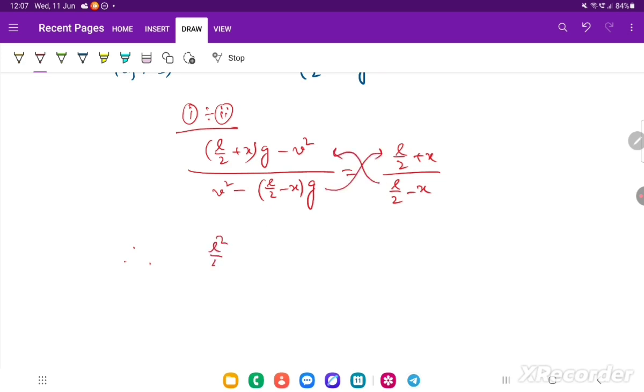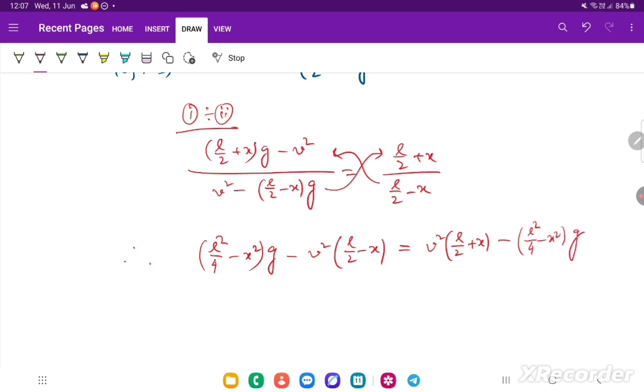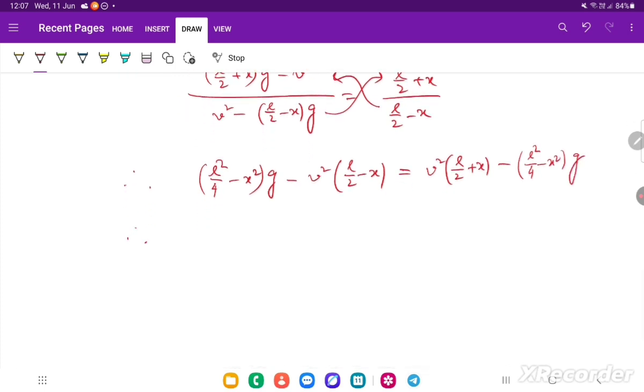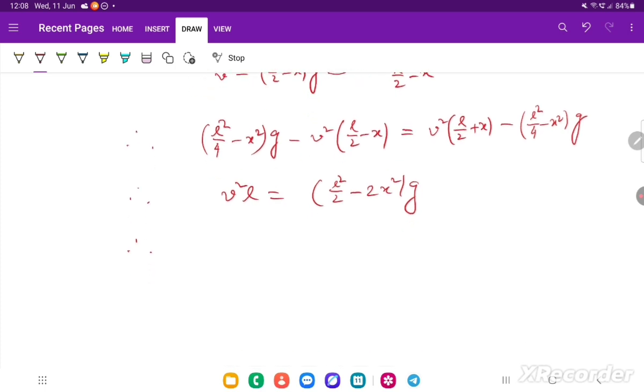So we will get L square by 4 minus x square times g minus v square times L by 2 minus x, v square times L by 2 plus x minus L square by 4 x square times g. So let's take v square terms at one side, we'll get v square L, and g terms other side, then we will get L square by 2 minus 2x square times g, right? Yeah, let's keep it here.